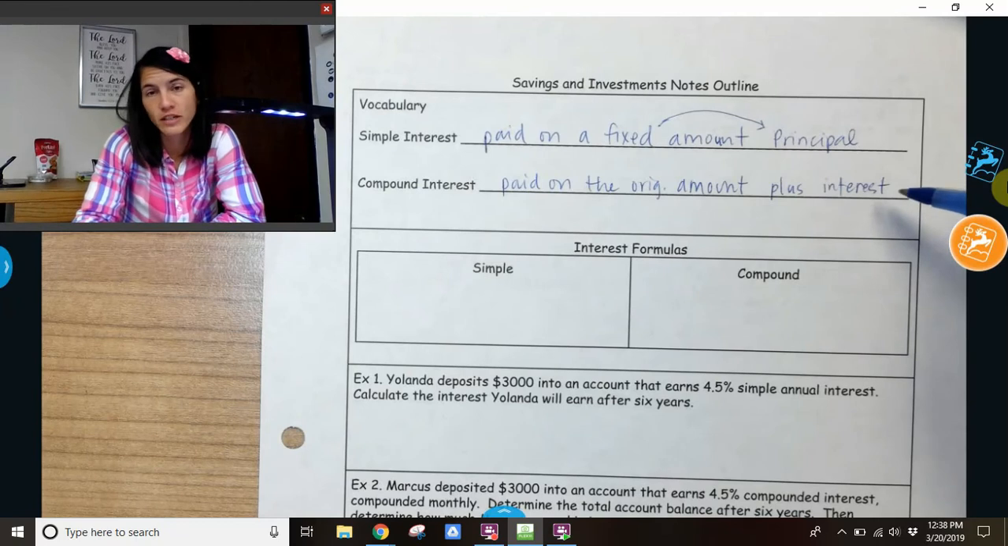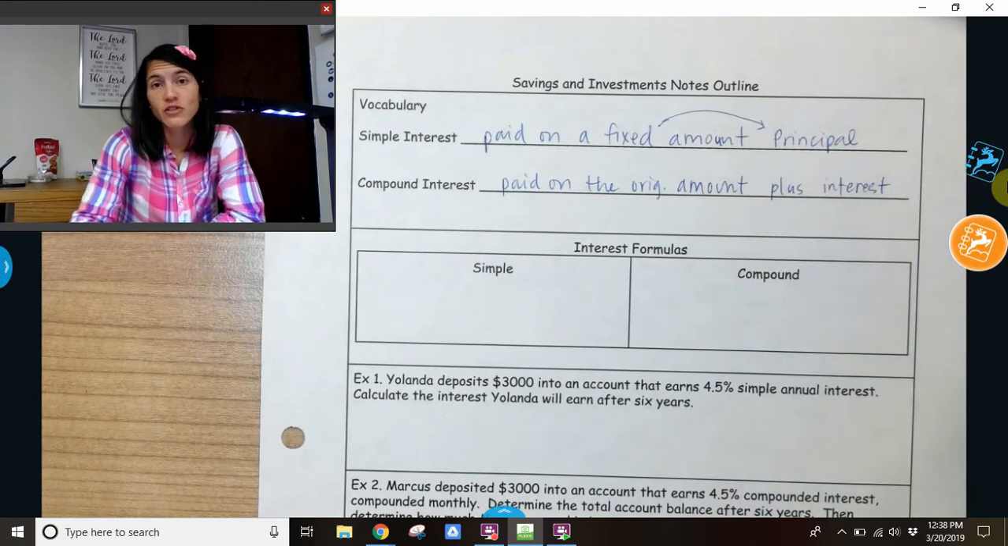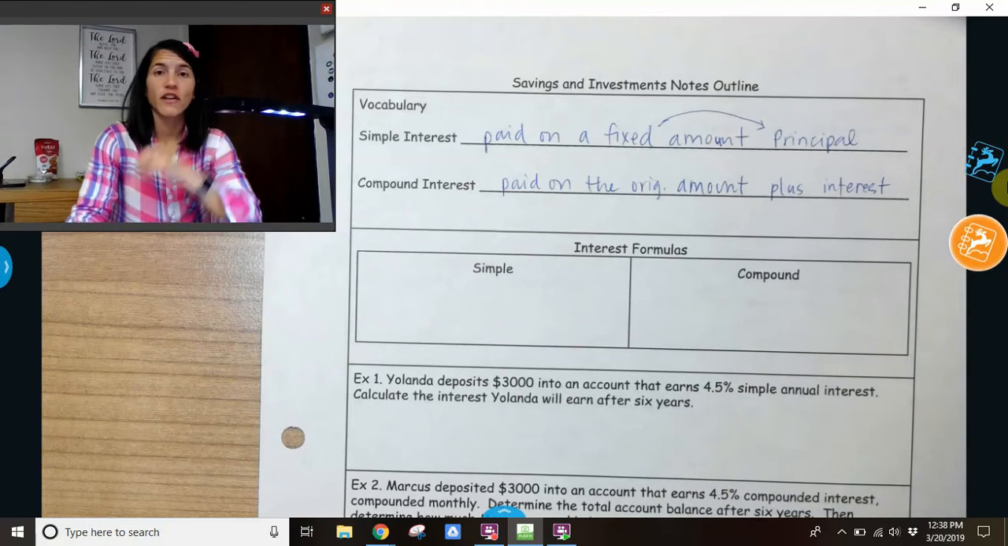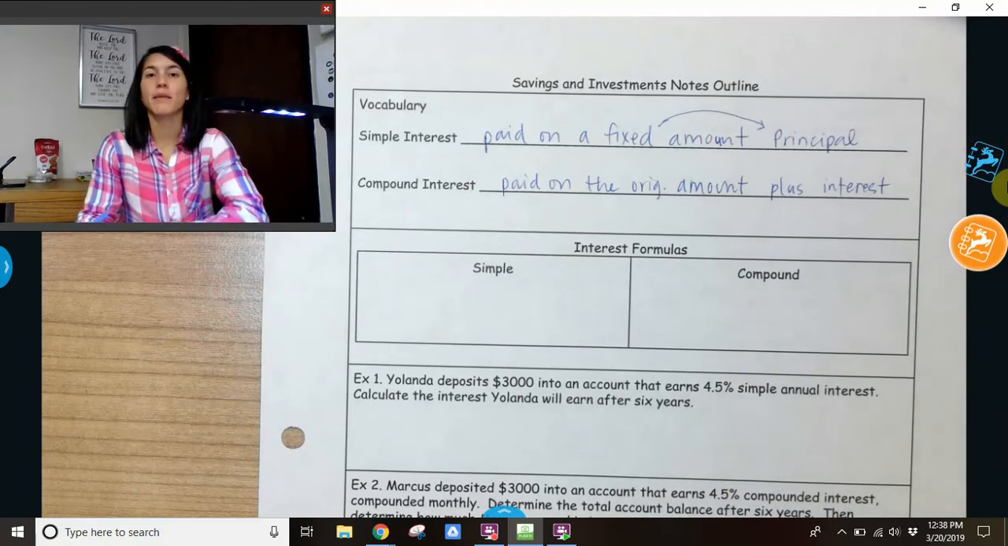Compound interest is the one that'll eventually get you more money. With simple interest, if you start with $500, then you get interest on $500, $500, $500 every year. That's what it means by a fixed amount.